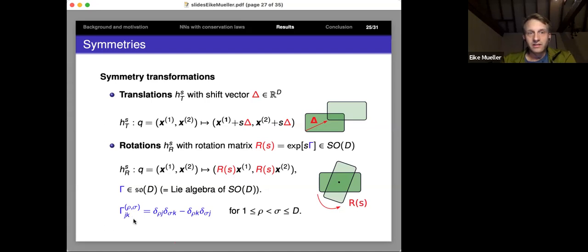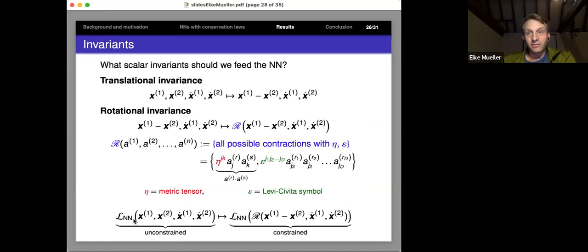Okay, so now the question is, if I have these symmetries, what are the invariants that I need to construct in the symmetry enforcing layer? So what are the invariants that I need to feed to the dense layers of the neural network?